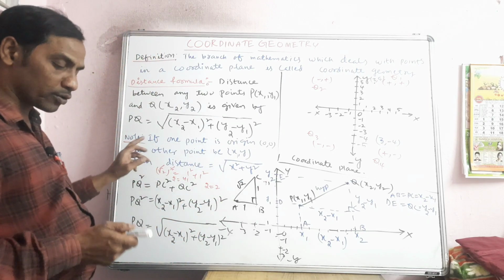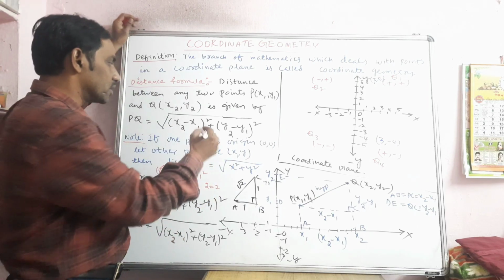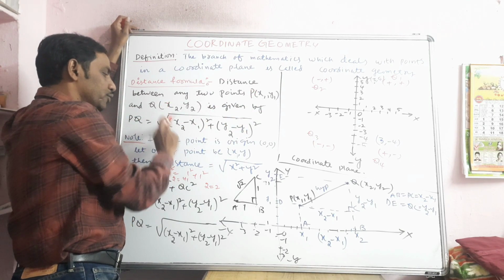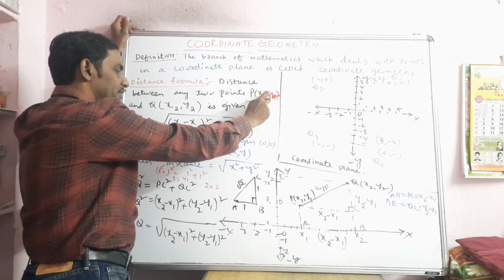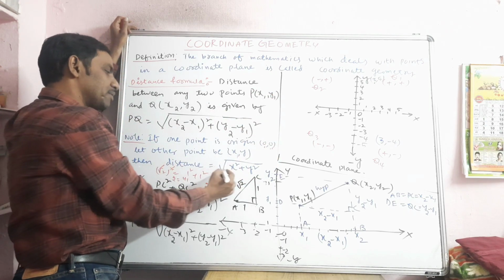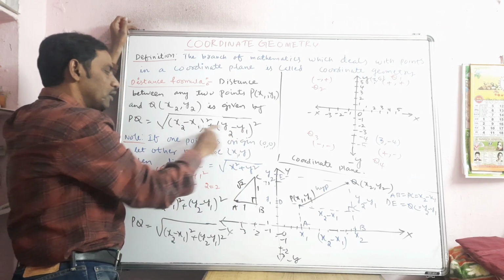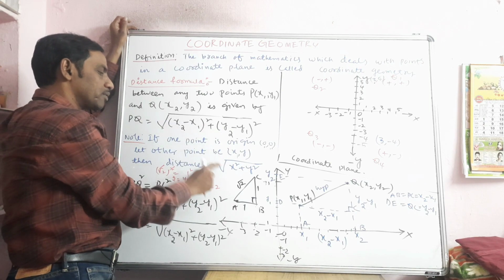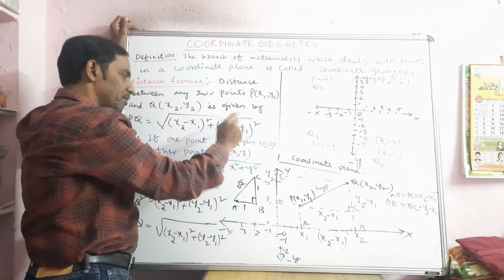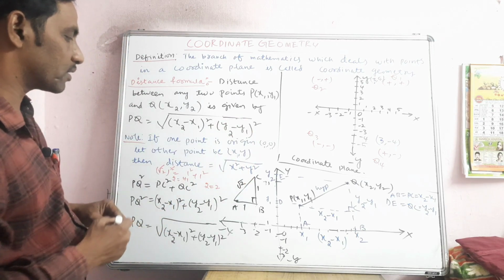And one more point I note here: if one point is the origin, for example, here I said x1 y1 and x2 y2. For example, the point Q is x comma y, and x1 y1 is the origin. Then the distance will be equal to under root of x square plus y square. Why? Because here you can keep 0 and 0, and in the place of x2 and y2 you keep x and y. So x minus 0 is x square only, and y minus 0 whole square means y square. So in that way we can use it.